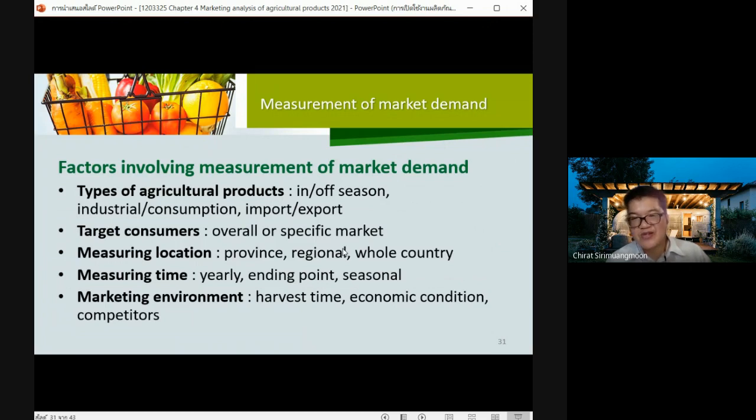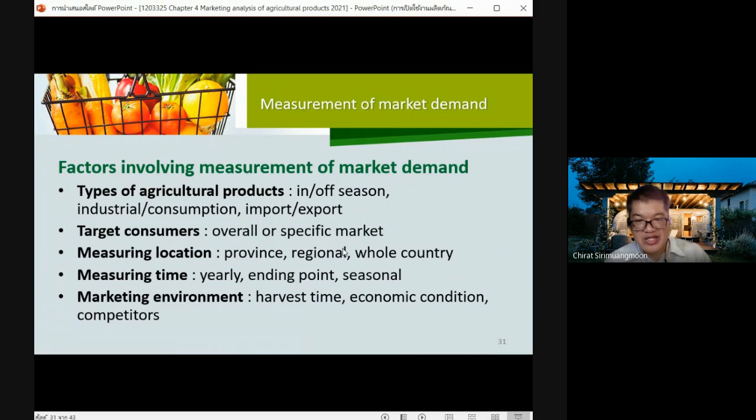Like for this time with COVID-19, the market demand will be reduced in some specific products, and it can have some result like higher demand in some specific products too. Like for some herbs, some specific herbs that are used to prevent COVID-19 are going to have high demand like that. And also your competitors.